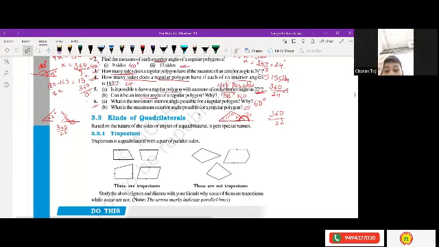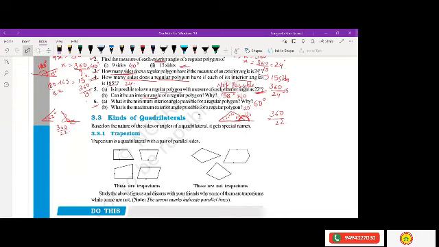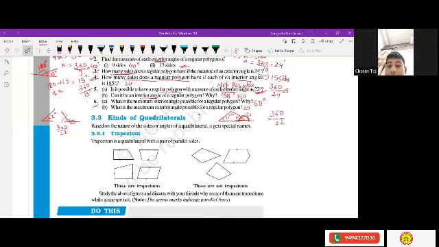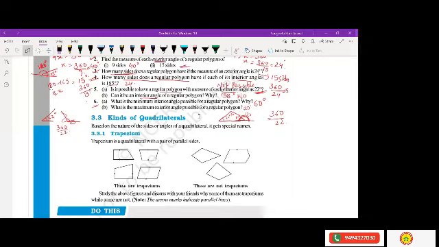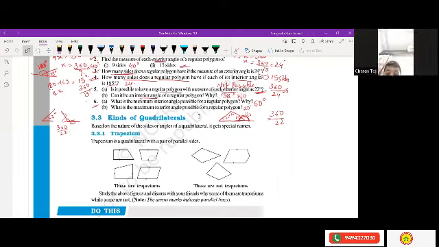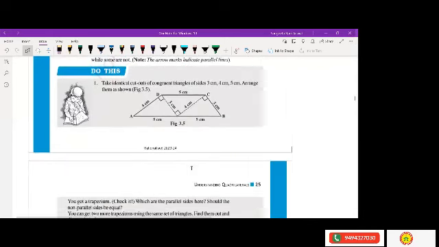Which polygon will be the minimum one? Three-sided polygon. We cannot make a polygon with two sides or one side. But with three sides we can make a triangle. With four sides we can make a square, rectangle and other things. So the minimum polygon is the triangle. A triangle that is regular must be an equilateral triangle. Okay, ma'am. Understood. Okay, so kinds of quadrilateral.